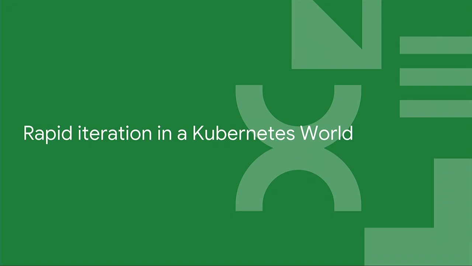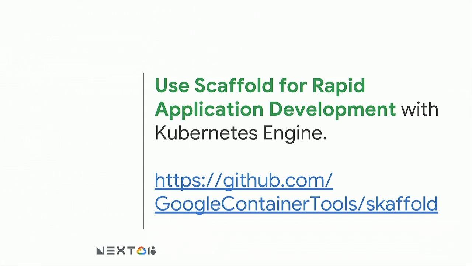And what about rapid iteration? So one of the nice things about not using containers is that I could just go node server.js whenever I wanted, bring up that application. It was really straightforward. So for Kubernetes, we have a tool called Scaffold that aims to give you that kind of quick iteration that you're used to while still using Kubernetes.